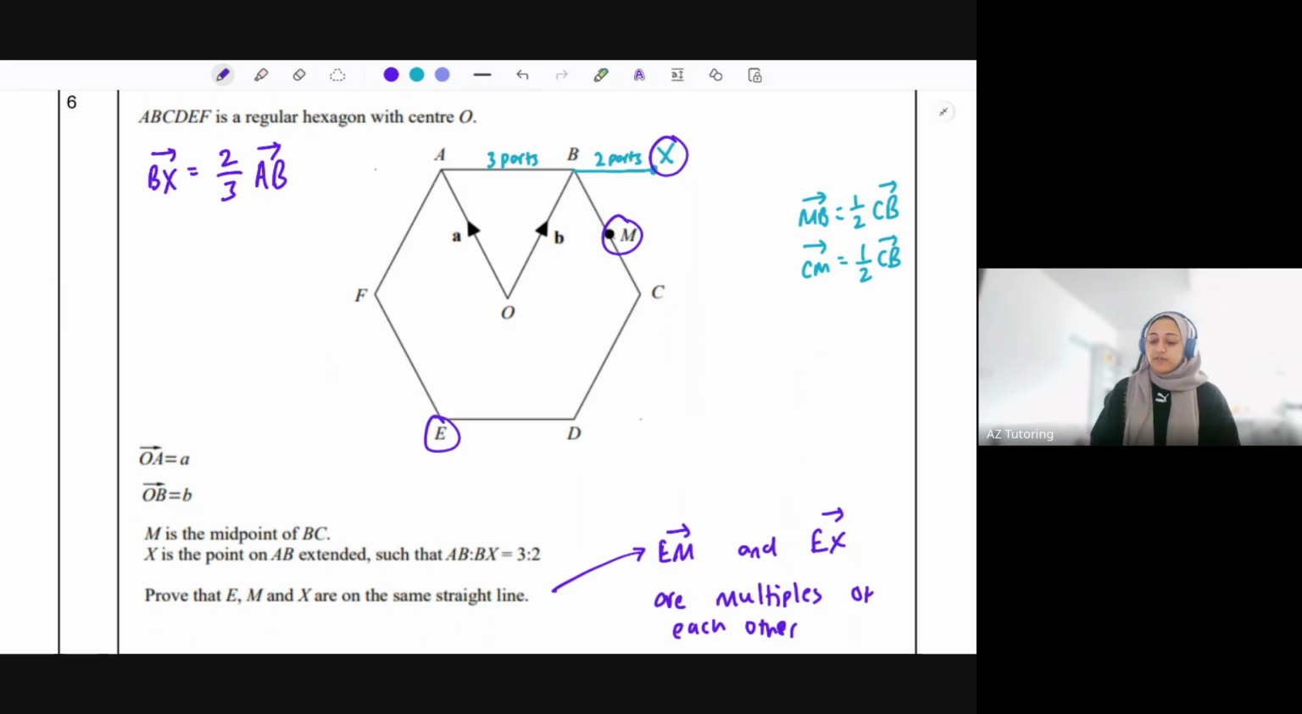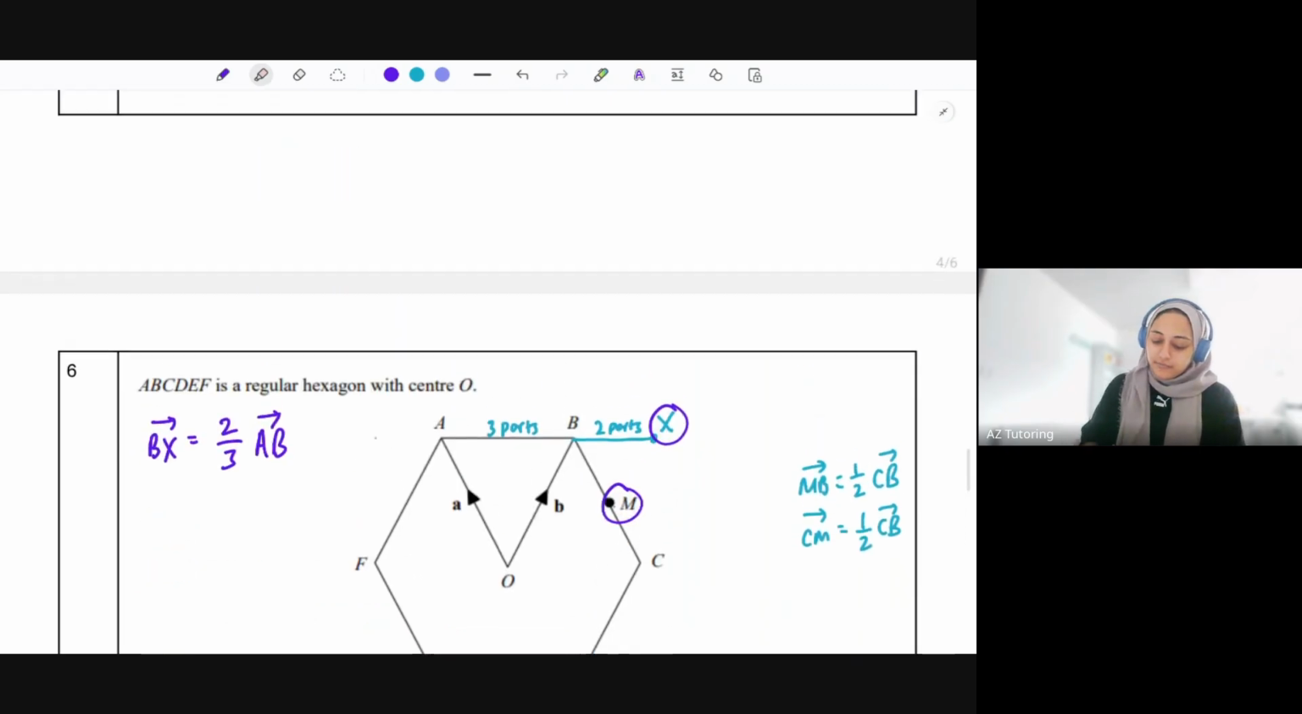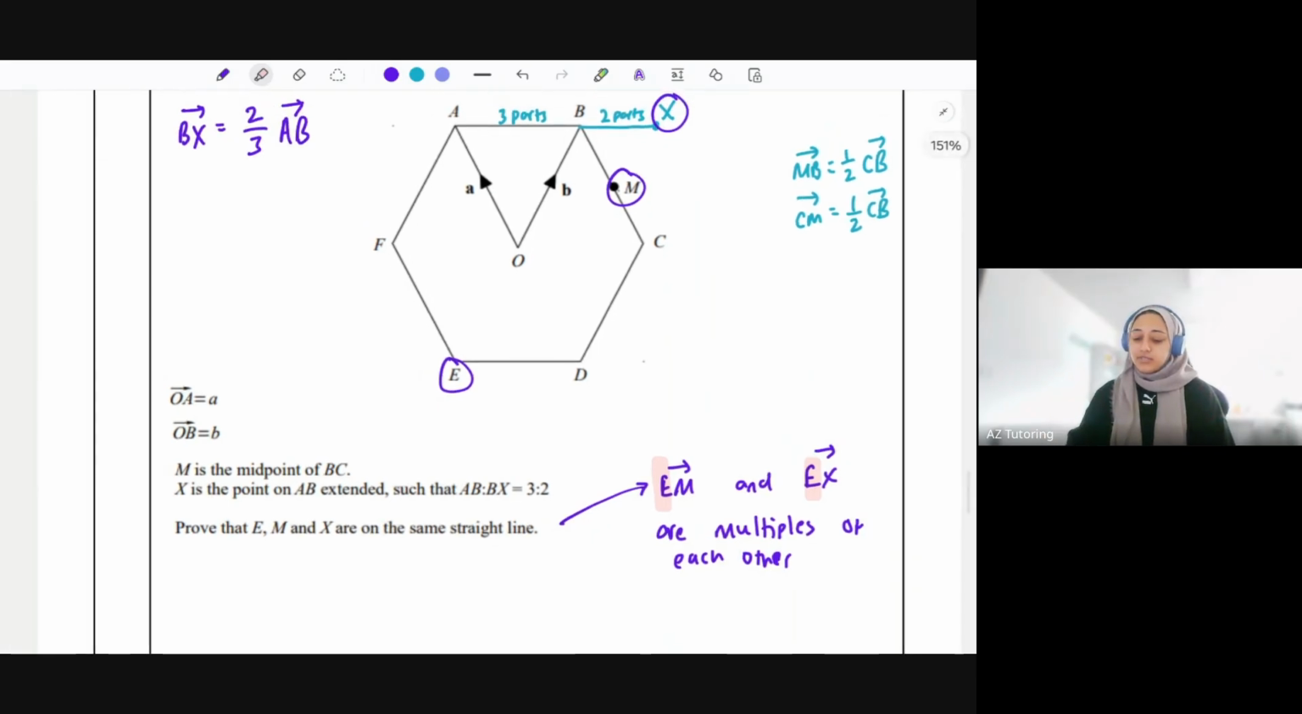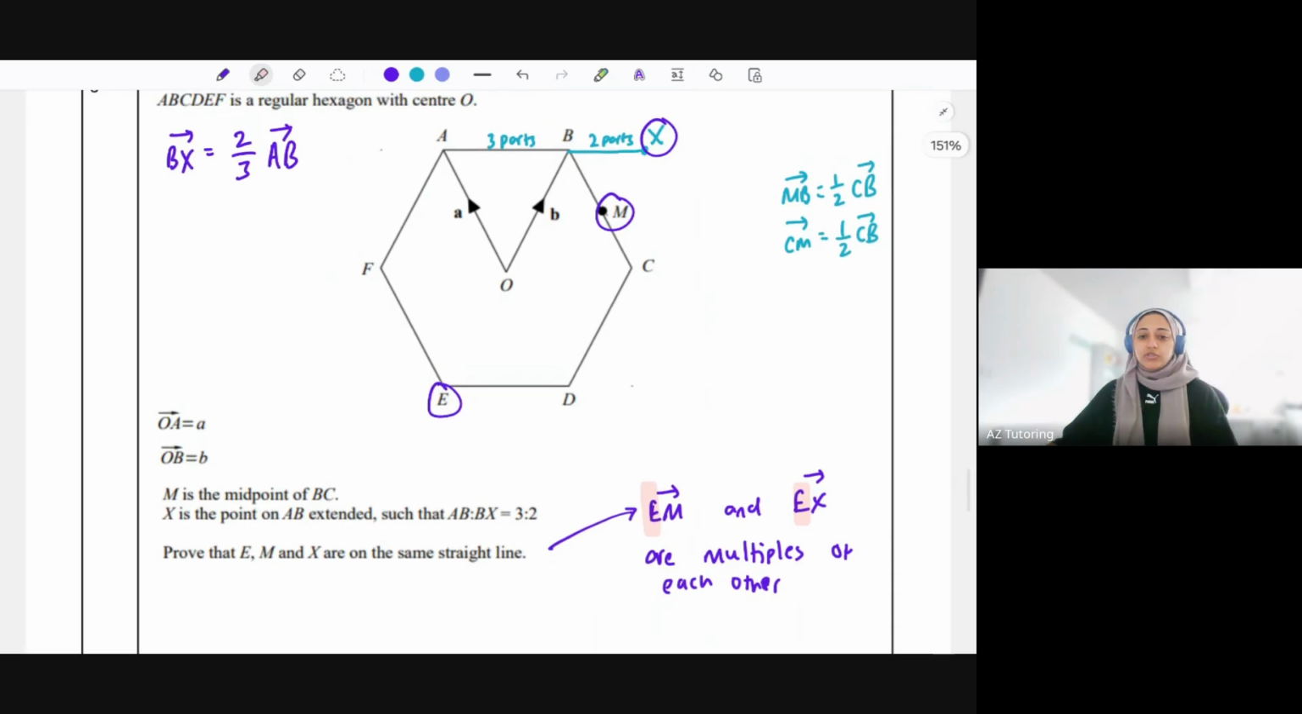So anytime you're doing a vector proof, to prove that certain points are on the same straight line, we're just proving that they are multiples of each other. And we always have the same starting point. So you can see we've got E in both cases. That's always the case. It has to be the same starting point. That's really important. Okay. Now let's just find EM and EX and see if we can manipulate them to make them look like multiples of each other.